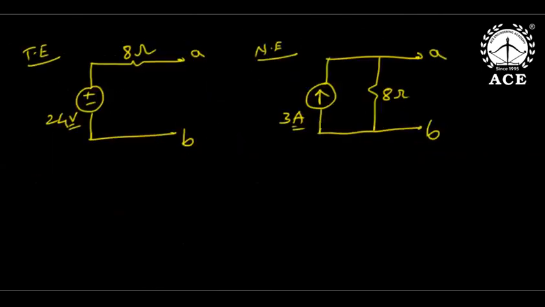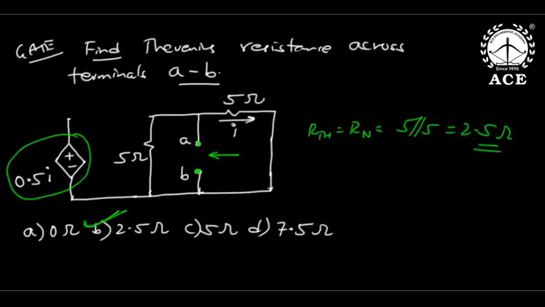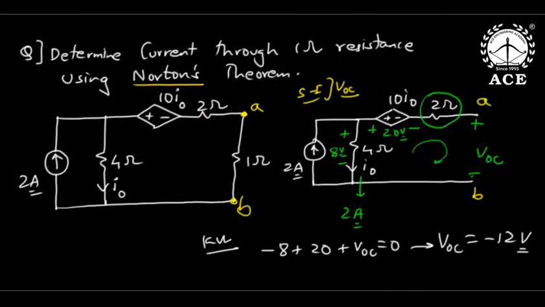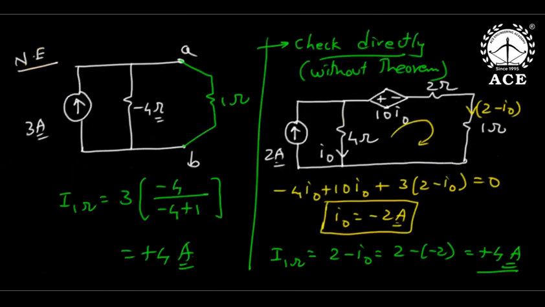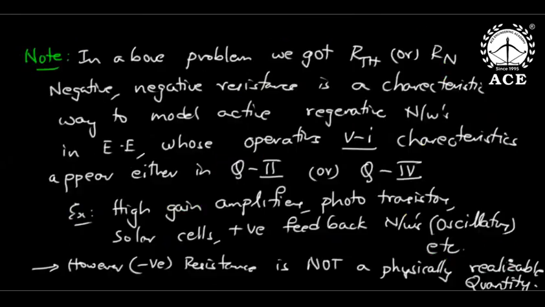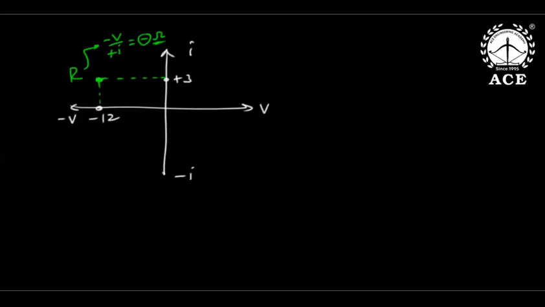But I gave a lot of GATE bits. But these are important models. Dependent source problems are very important. In one problem, we got negative resistance. Look at this problem, we got even negative resistance. When can it happen? Negative resistance is a concept. When we model active regenerative networks like positive feedback networks, oscillators, amplifiers, then we can get it. Okay, that is a very rare case, but the answer is correct. I gave the negative resistance meaning here.